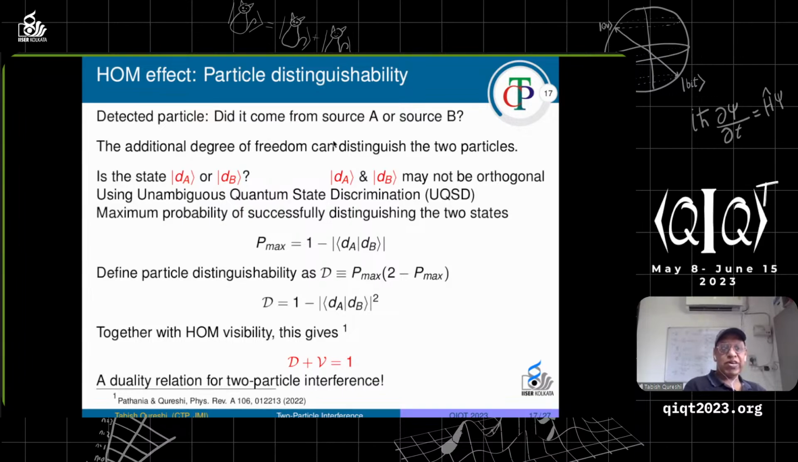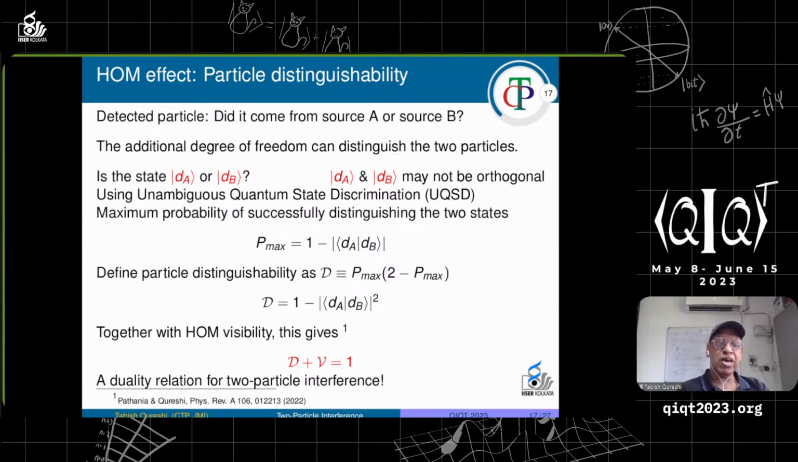So now, to find out whether this particle came from source A or source B, this we cannot know. The only thing is that we can distinguish between the two particles. An additional degree of freedom can distinguish between the two particles, whether it is the state dA or state dB. So now if we use this unambiguous quantum state discrimination, which I had talked about while talking about single particle interference, then if a particle comes, you don't know whether it is coming from source A or source B.